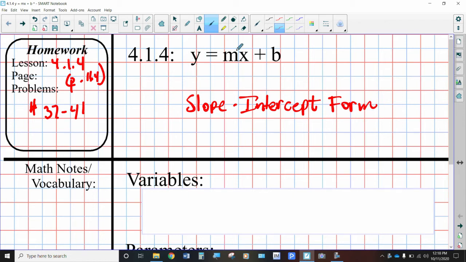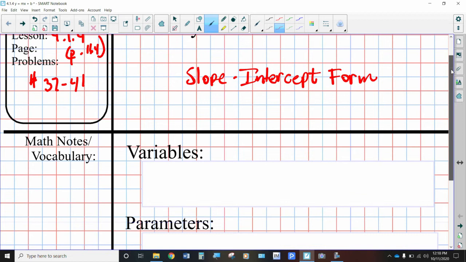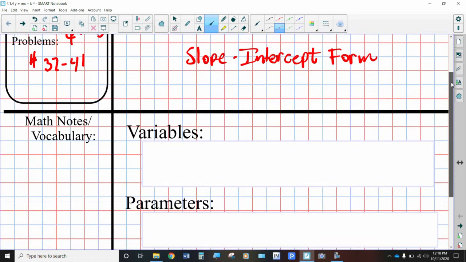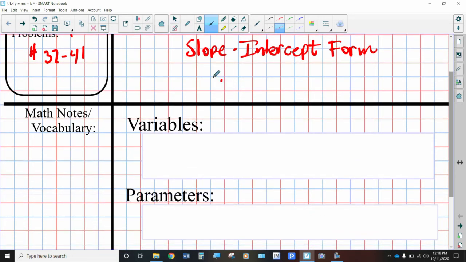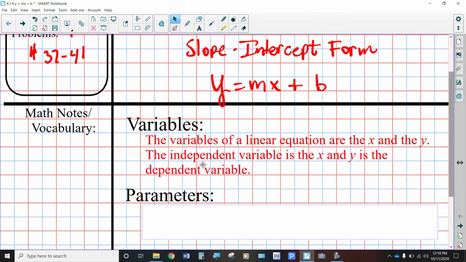And each one of these variables has a particular meaning within the context of the problem that you are solving. Although two of them are truly considered your variables, and two of them are what we would call our parameters. So let's get started. The variables in this, y equals mx plus b, are your x and your y.